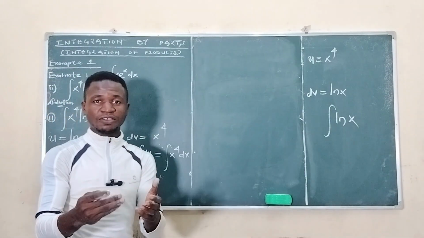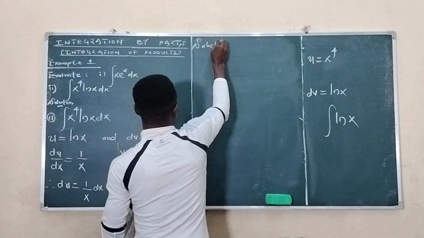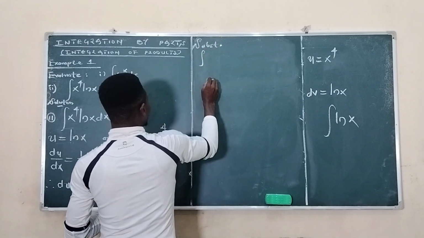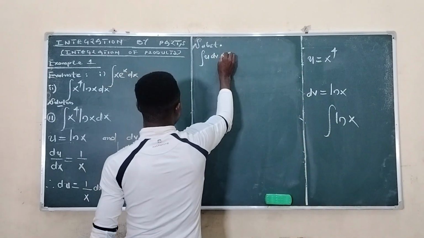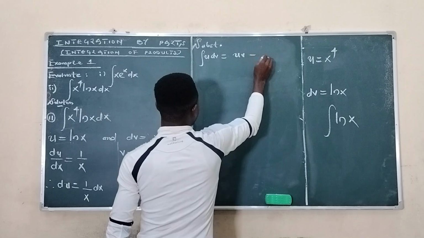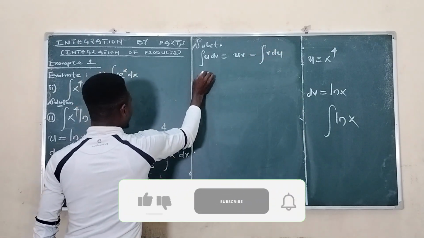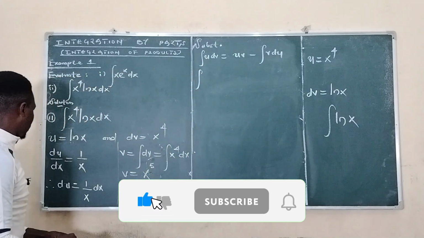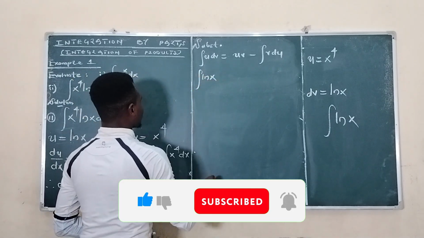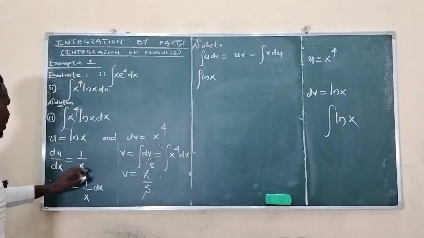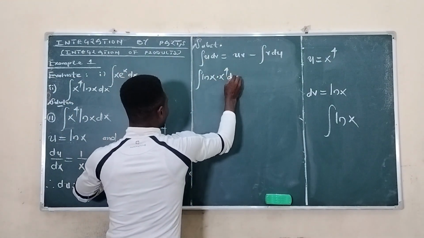So now that we have this, the next thing for us to do is to substitute into the integration by parts formula that is given. We have the integral of u dv is equal to uv minus the integral of v du. Now when we substitute, u is given as the natural logarithm of x, and dv is given by x raised to the power of 4 dx.